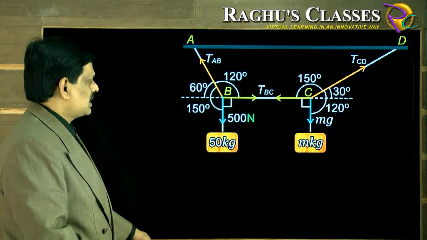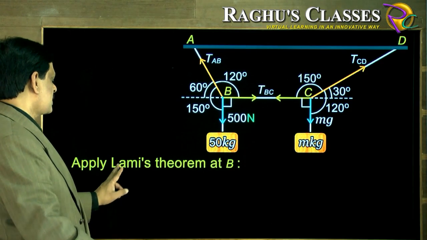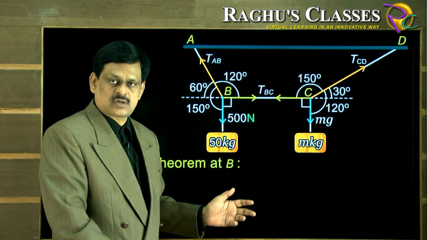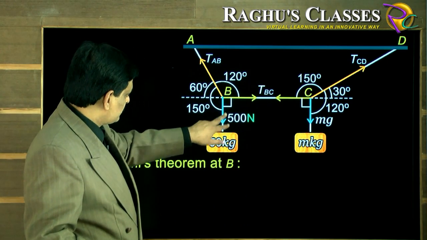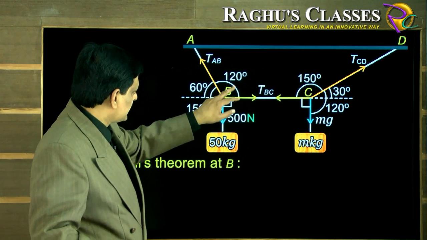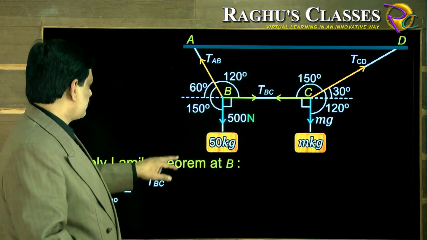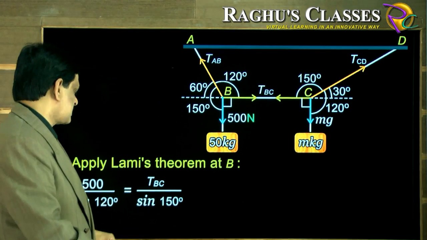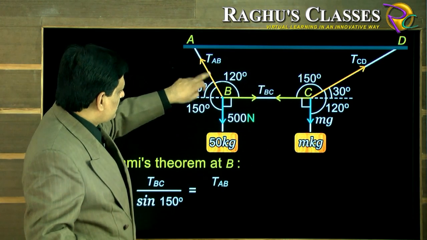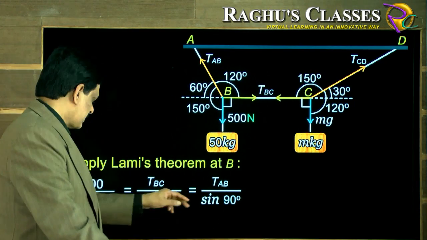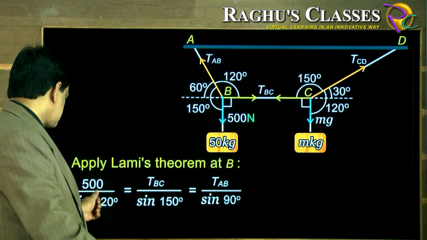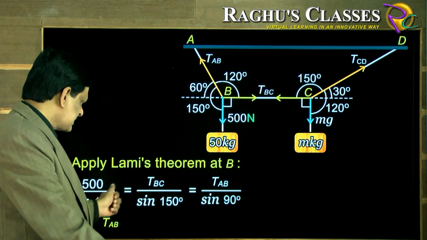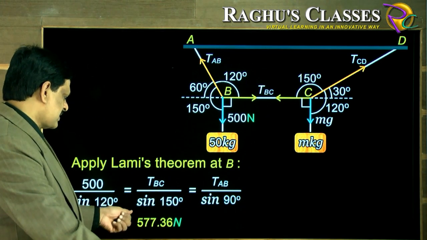Now let us go for applying Lami's theorem at the first junction. If you apply Lami's theorem at B, we know each force upon the sine of the angle between the other two forces is constant. That is Lami's theorem. Taking the known force 500 upon sine of this angle 120 is equal to TBC upon sine of the opposite angle 150, which is equal to TAB upon the sine of the opposite angle 90. If I take the first one, everything is known, and equating these two we get TAB as 577.36.